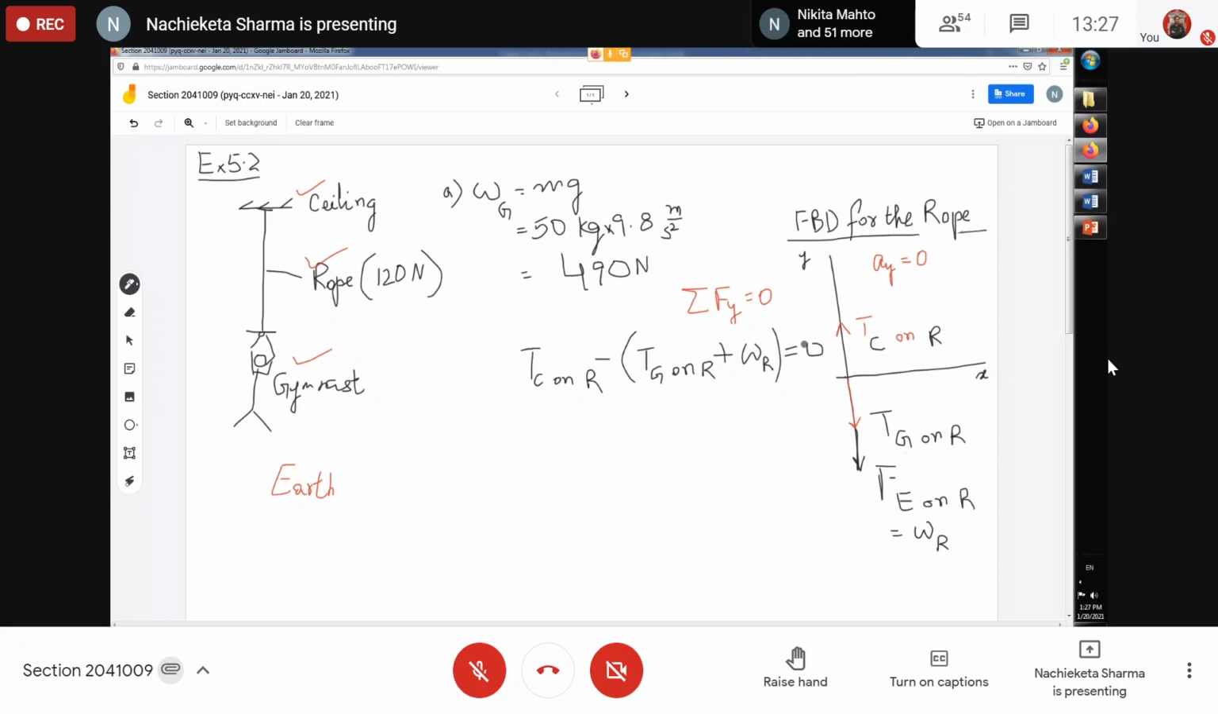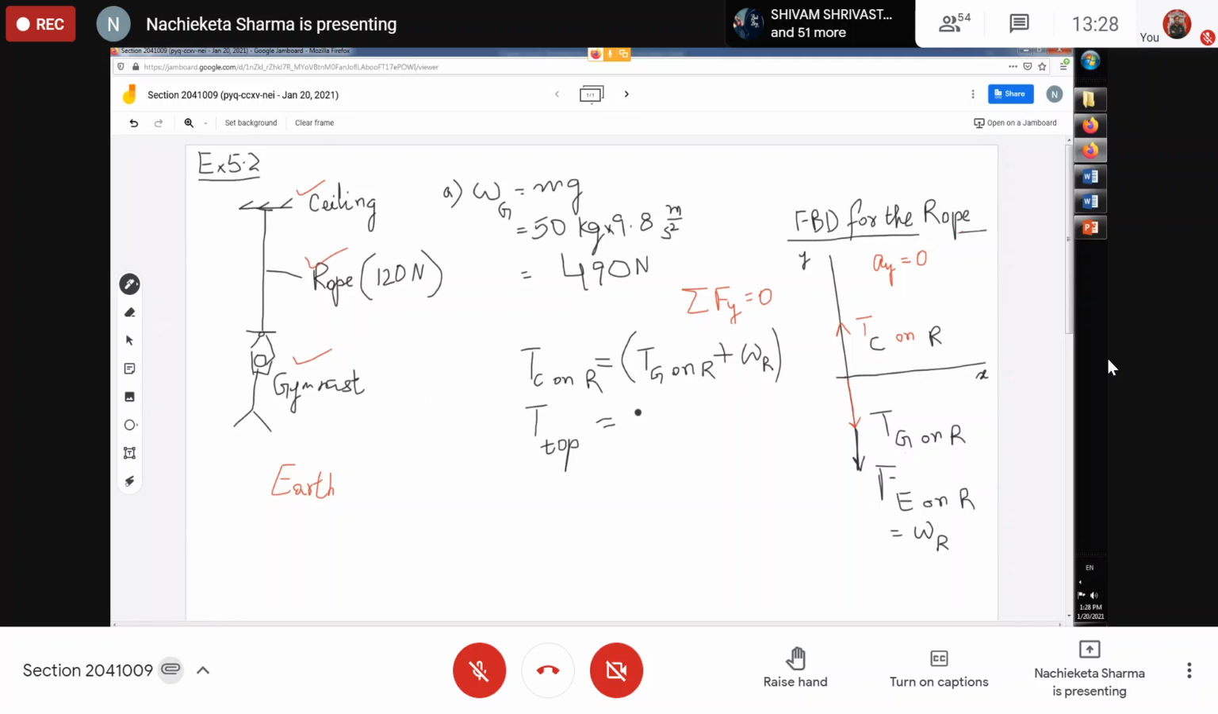This is equal to this, so I will take the negative term to the other side. So the tension of the ceiling on the rope, or the tension at the topmost point of the rope, I can also write as T top. Top means the tension of the rope at the top. T bottom I have already found to be 490 Newton. So T_C on R, or T top, is equal to the weight of the rope plus T_G on R.